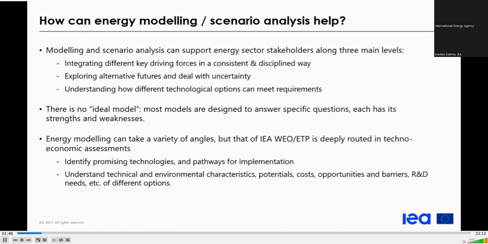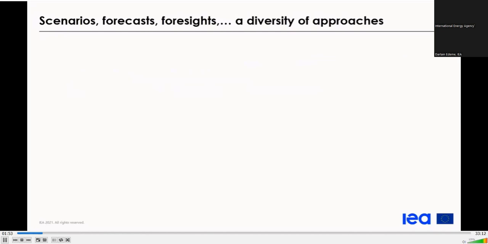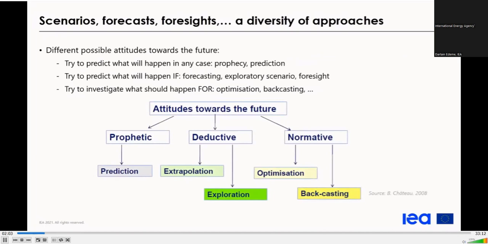We need to define our approach towards the future and to discuss a bit terminology. So when we consider the future, we can try to predict what will happen in any case, but this is about prophecy. What we do under energy modeling is to try to predict what happens if some conditions are met, and then we are exploring scenario, we are forecasting and foreseeing. But we can also try to investigate what should happen for a certain objective to be met. For example, if we want universal access to clean cooking and electricity to be reached by 2030, what would be the optimum trajectory by that date?